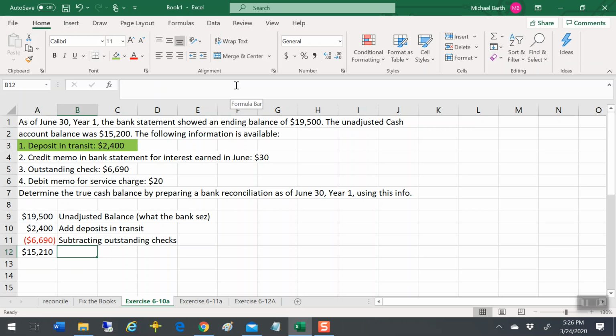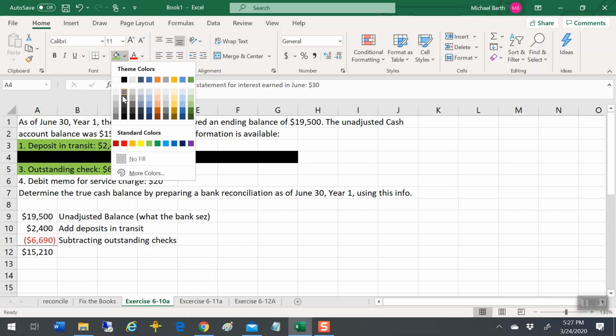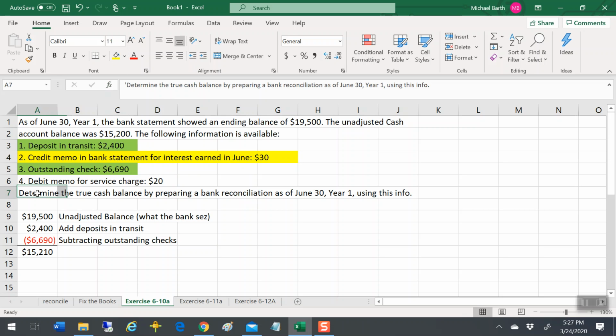Okay. That's basically bank reconciliation. The bank says you got 19,500. Add in deposits the bank hasn't recorded yet. Subtract checks the bank doesn't know about yet. And that's 15,210. Now, if we do the same thing with our cash balances, all right, these two in green are the ones that the bank doesn't know about. But this is stuff that the bank knew about that has not shown up in our accounting statements yet, okay?